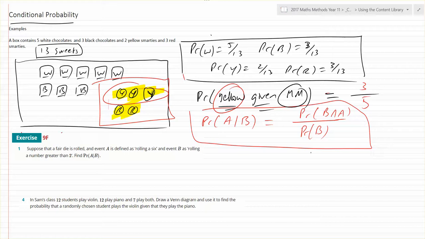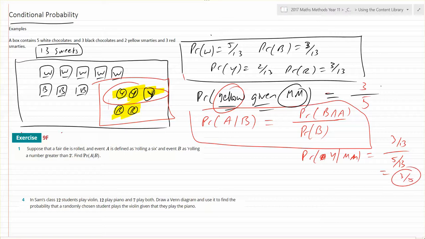If I use this formula, I get the same answer. If I want yellow, given that it's an M&M, we know the probability of getting an M&M in total is 6 out of 13 in the box. The probability of getting a yellow in the box is 3 out of 13. So when I simplify that, I get 3 out of 6. So it's the same answer as that. But I just like to go straight here because it's more intuitive: if we know it's an M&M, then out of the M&Ms, some are yellow.